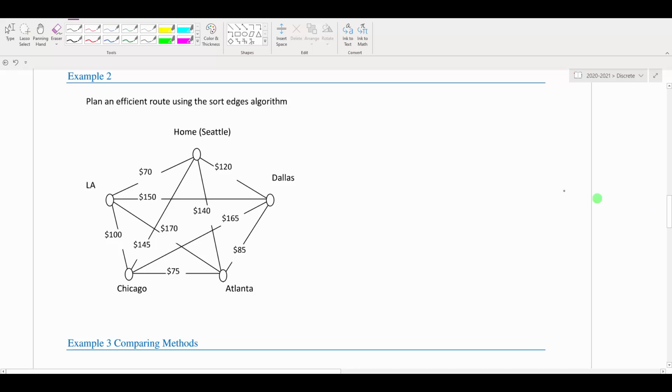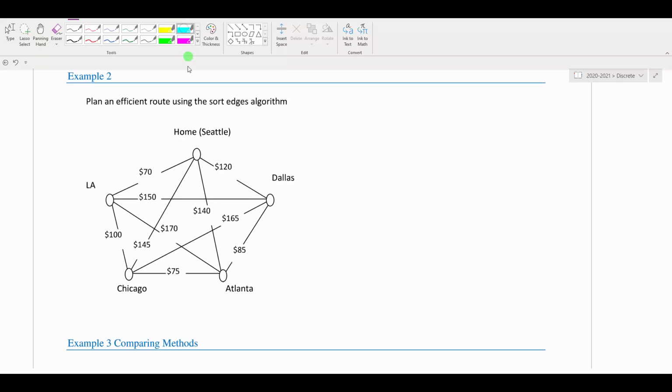Let's try another one. Okay, so this one says plan an efficient route using the sorted edges algorithm. So we're starting at home in Seattle. And remember, we're trying to find a Hamiltonian circuit. So we want to visit all of these cities and then return home to Seattle.